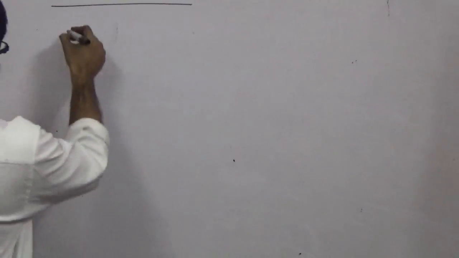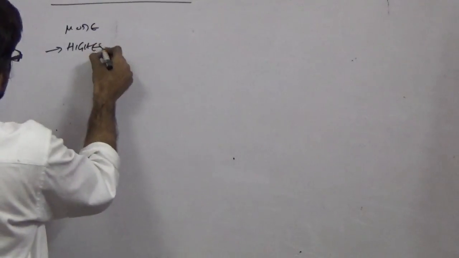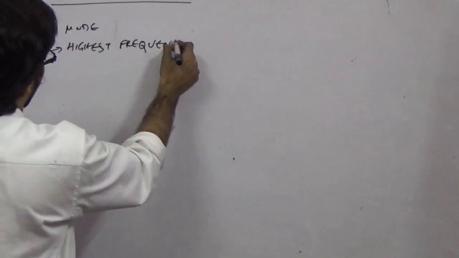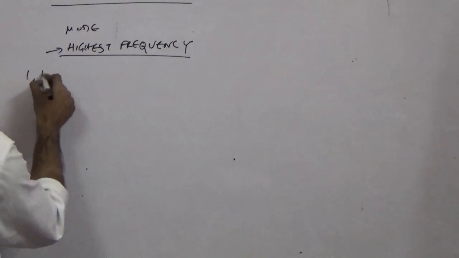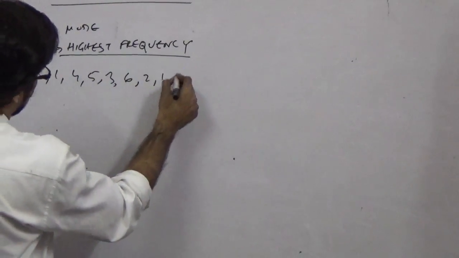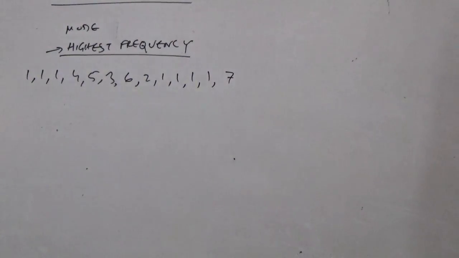In case of mode, things are relatively the same. Here also, mode means highest frequency. What do you mean by highest frequency? Highest frequency is like this. For example, data 1 1 1 4 5 3 6 2 1 1 1 7. You can see 1 is happening the maximum number of times.